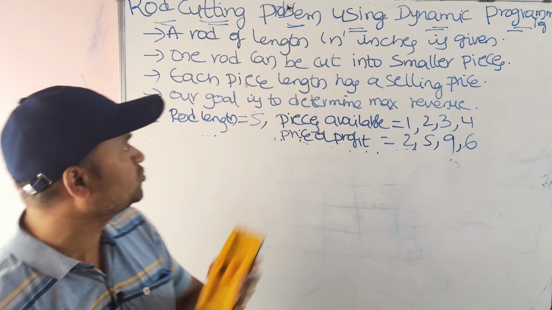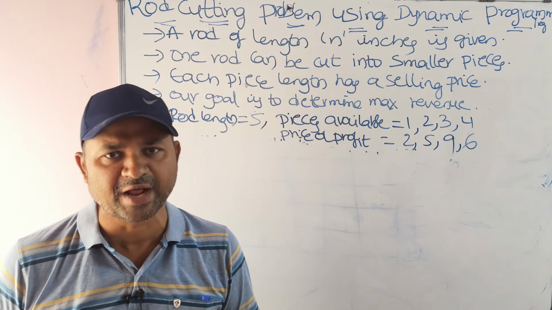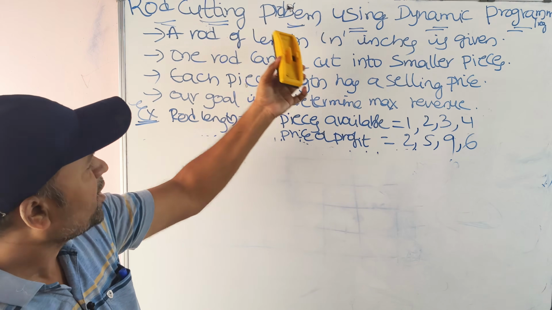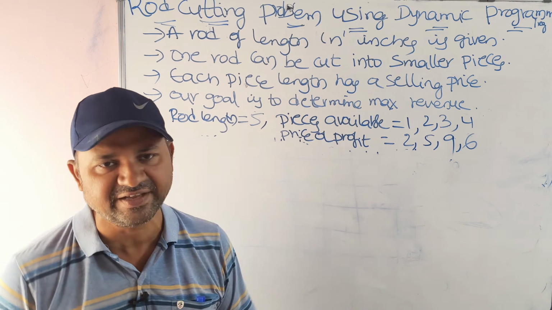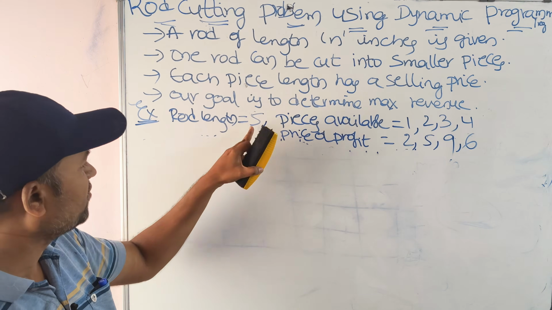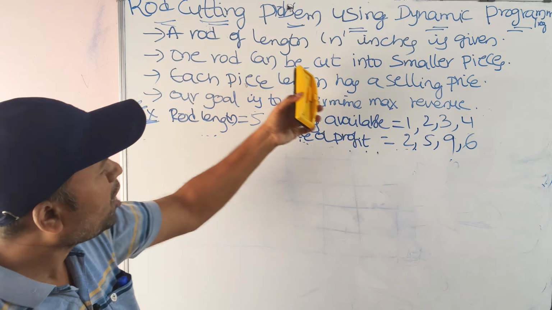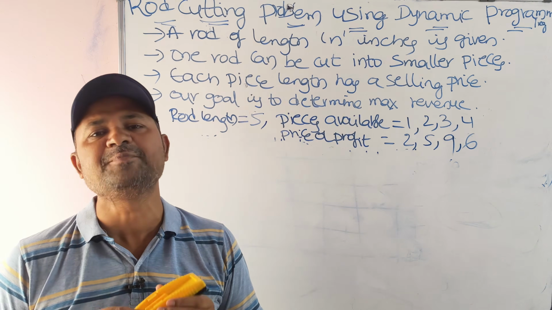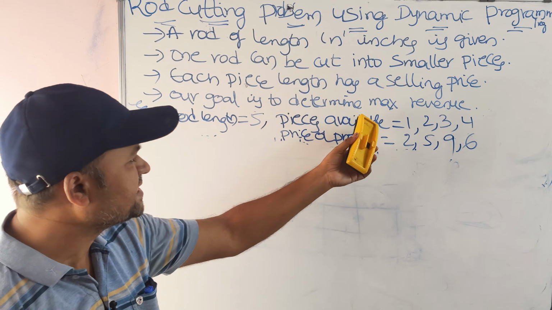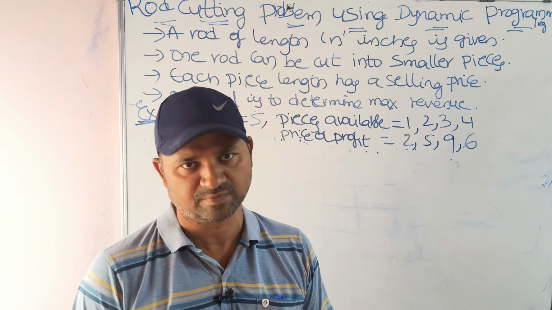Let us discuss the rod cutting problem using dynamic programming. A rod of length n inches is given. Parallelly, let us solve one example. Here, what is the rod length? 5 inches. The rod can be cut into smaller pieces. Here the pieces are given. The pieces available are 1, 2, 3, 4.